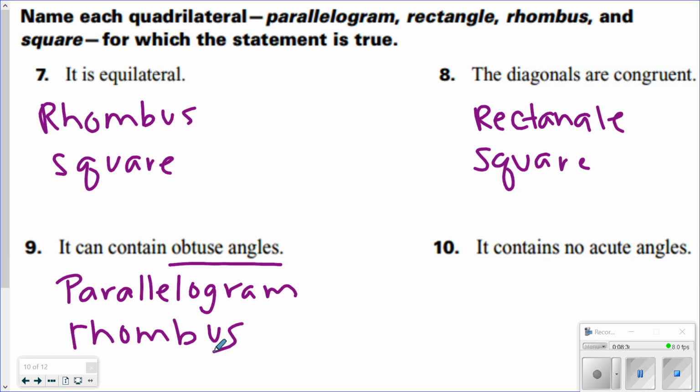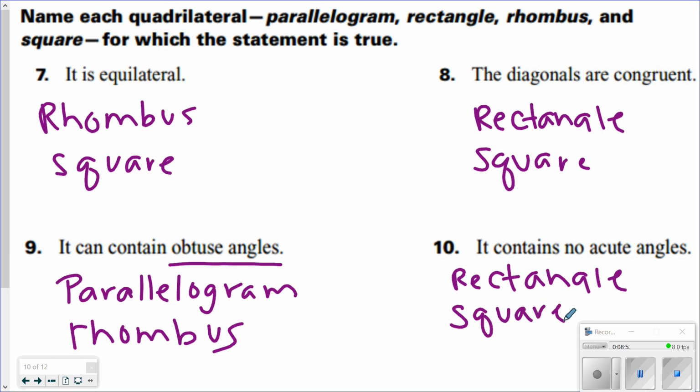And our final question here contains no acute angles. Remember, acute means less than 90 degrees, and so this would be a rectangle and a square. And if you think about those 2, both of those have 90-degree angles.